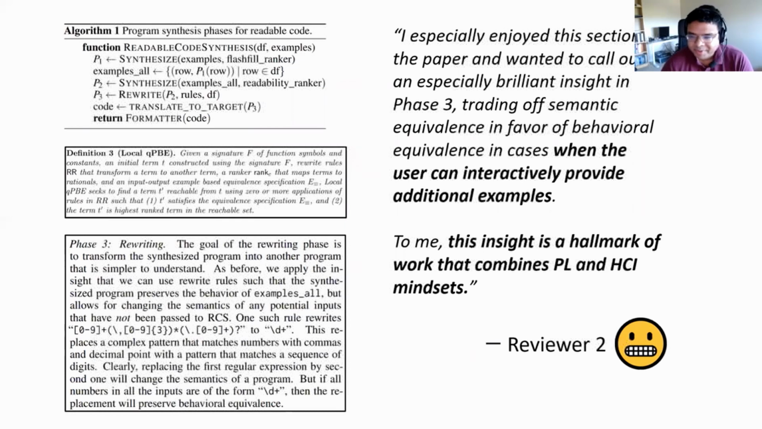And one of the reviewers wrote that they especially enjoyed this section, particularly phase 3. Trading off this insight of semantic equivalence in favor of behavioral equivalence. And behavioral equivalence is, again, that thing where what the user sees from their perspective looks the same. And the key insight here was it's when the user can interactively provide additional examples. So we did provide them with a slightly worse program in some sense, but it was more readable. And because the user was in the loop, if they wanted that more complicated program, they could just provide examples. They could provide a number with commas in it. And that sort of short circuits this problem.